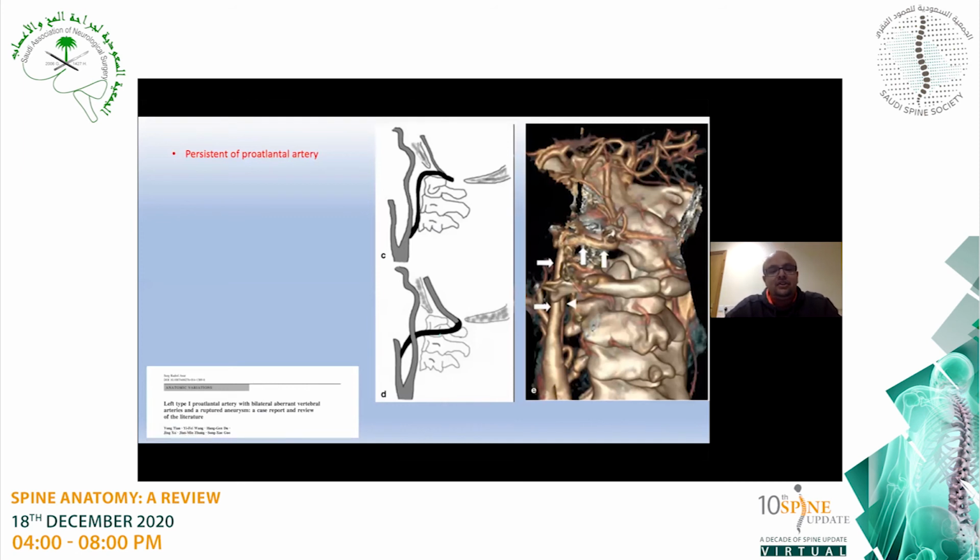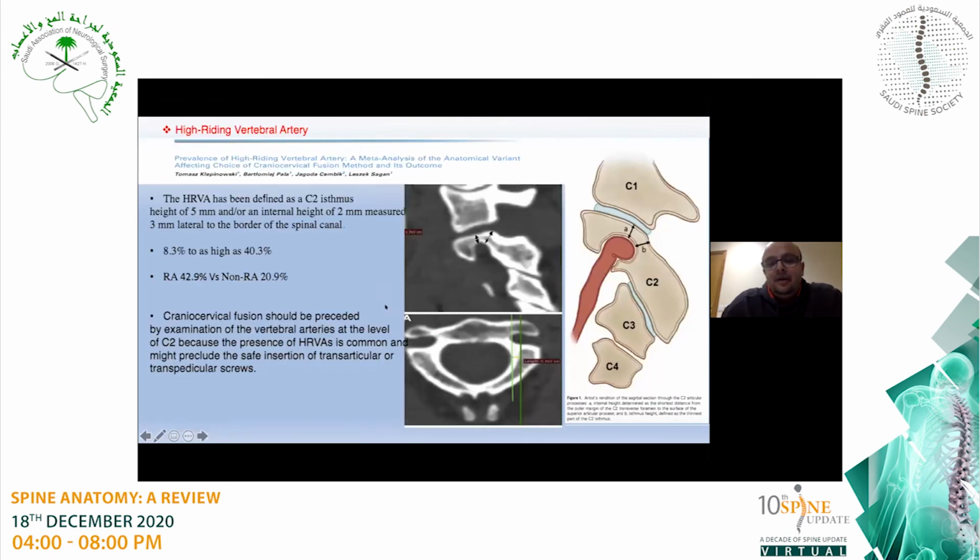Another abnormal variation is the persistent pro-atlantal intersegmental artery. As we can see here, the vert continues and communicates or makes anastomosis with either the internal or external carotid artery. I left this variation to the end because it's very critical: the high right vertebral artery.